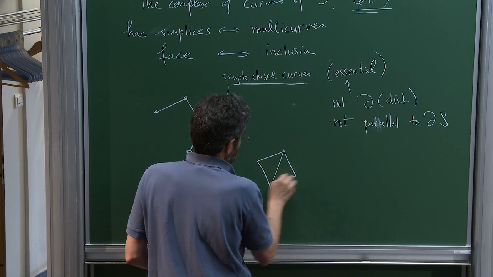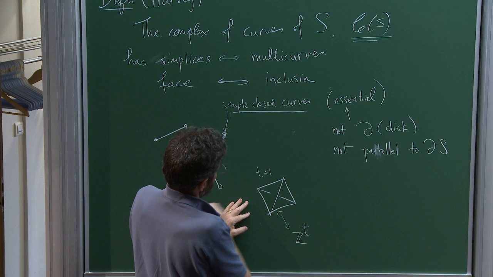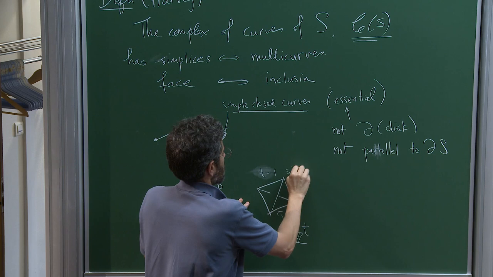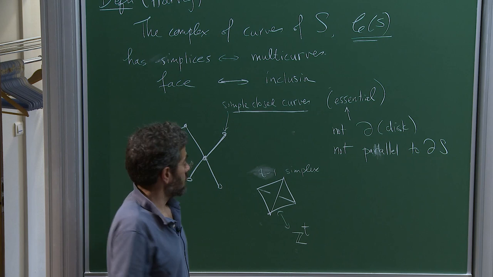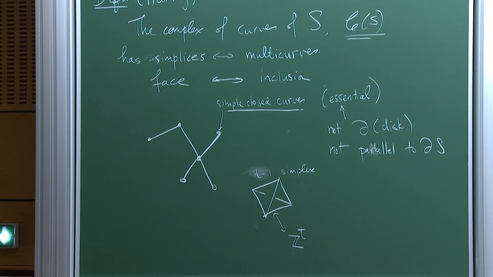So every simplex in this picture corresponds to a Z to the t for some t, right? No, wait. Sorry, a t minus one simplex has t vertices and corresponds to a Z to the t inside the group. All right. So that's some kind of object. You can think of it as a metric space just by giving every edge length 1, making every simplex regular. Okay, so it's a metric space.